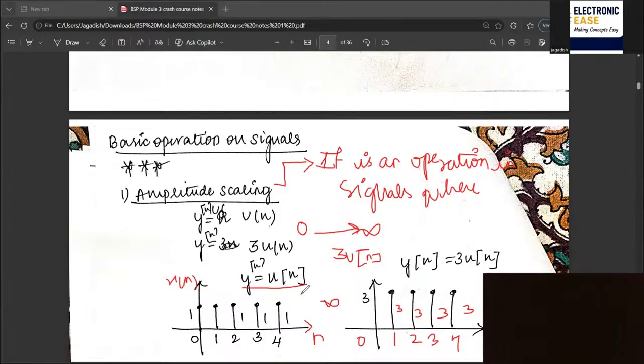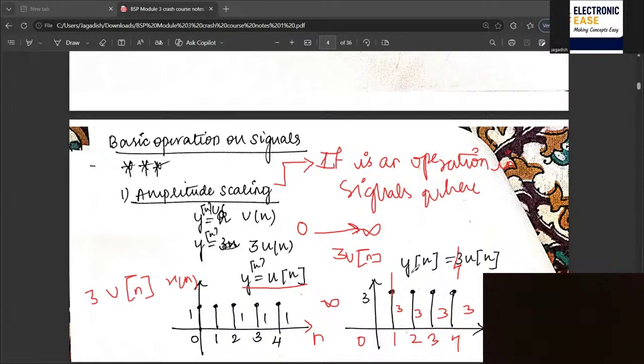Understand? So if they have given you to sketch 3u of n, for example, that's it. It will be getting multiplied everywhere with 3. So 1 into 3 is what? 1 into 3 is 3. So that will be multiplied. You have to show the amplitude as above. Just an example. If it is 4u of n, it will be going to 4.